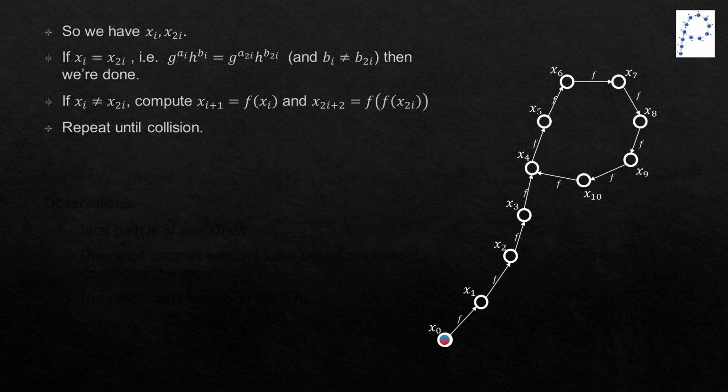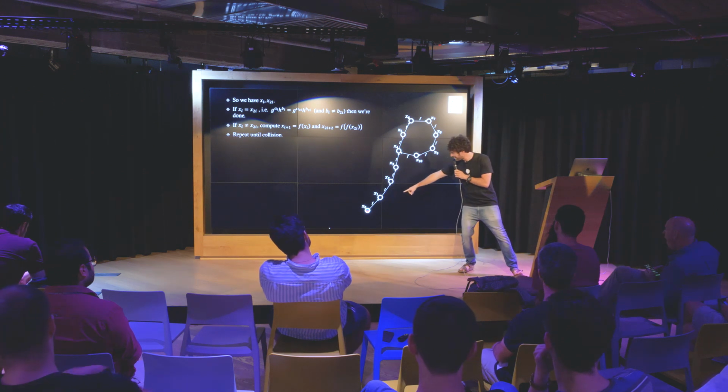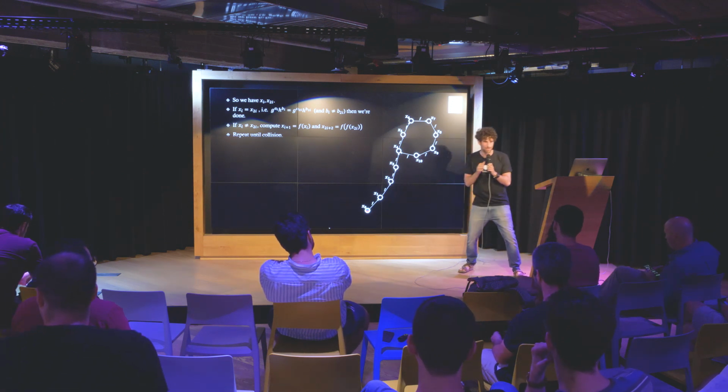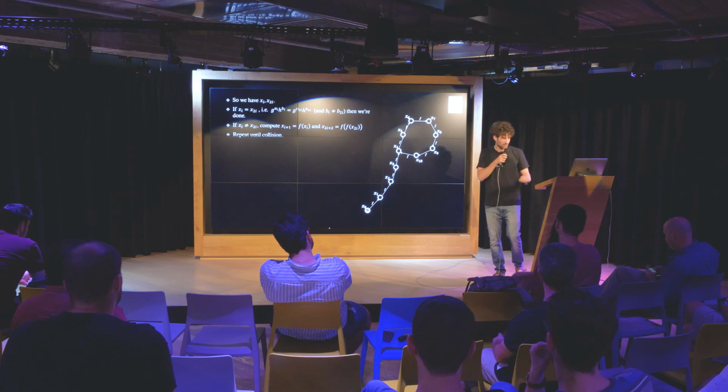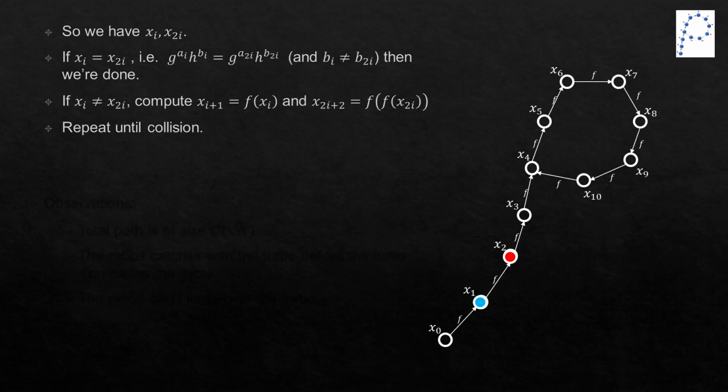So let me try to convince you that if we look at xi and x2i, then we will get a collision. I mean, collision in the sense that after enough iterations, xi will be equal to x2i. So I have a red dot and a blue dot here. At first, they are both at x0. After one iteration, they are at x1 and x2, which are different.